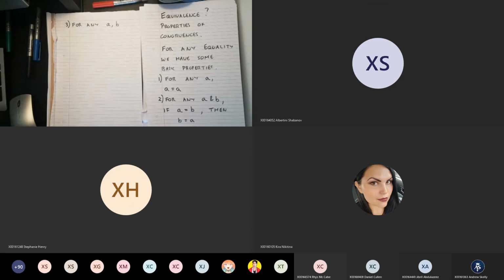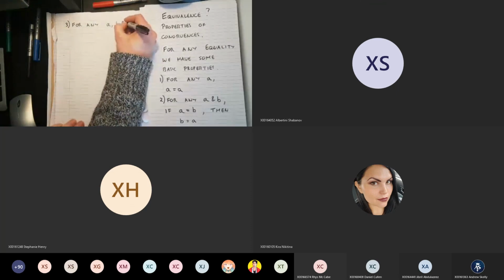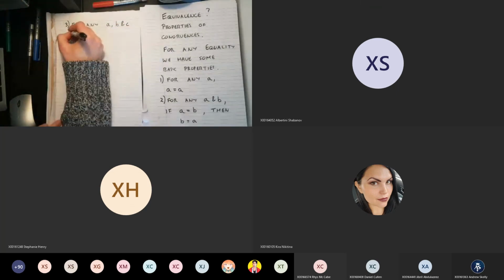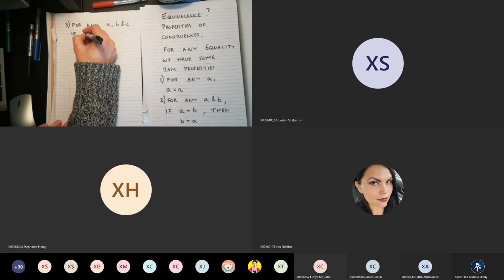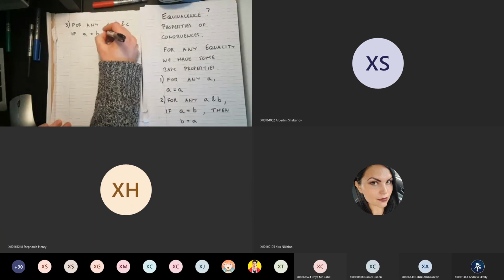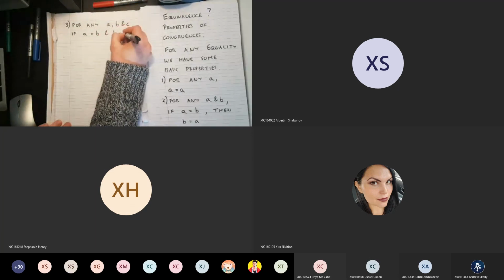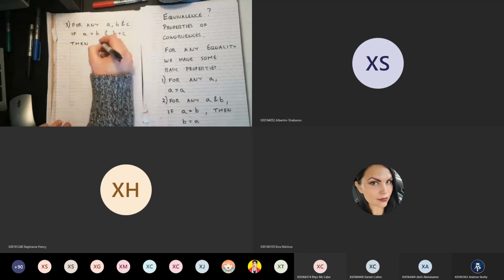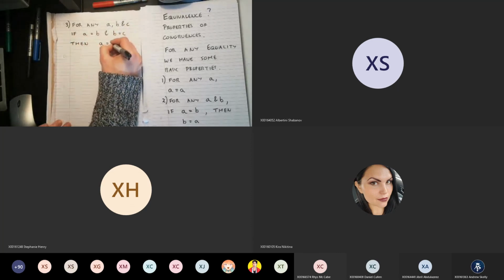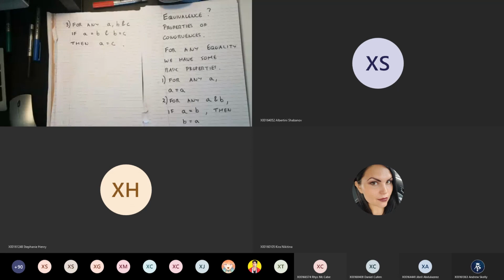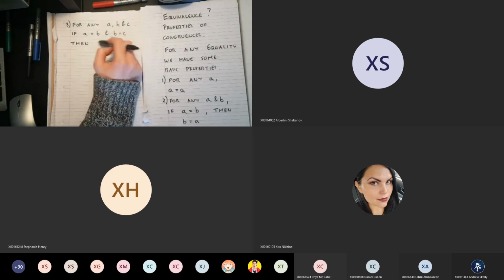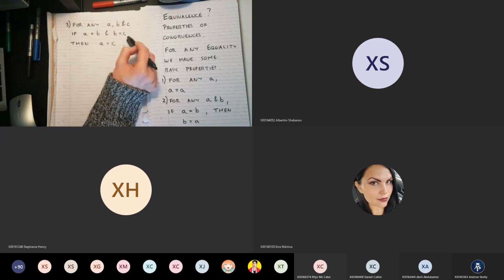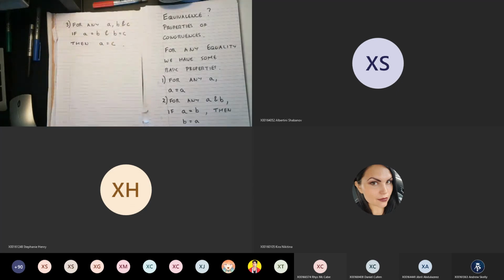Okay, great. So for any A, B, and C, if A is equal to B and B is equal to C, then we can conclude that A must also equal C. This is very important. If A is B and B is C, then A is most certainly C as well.